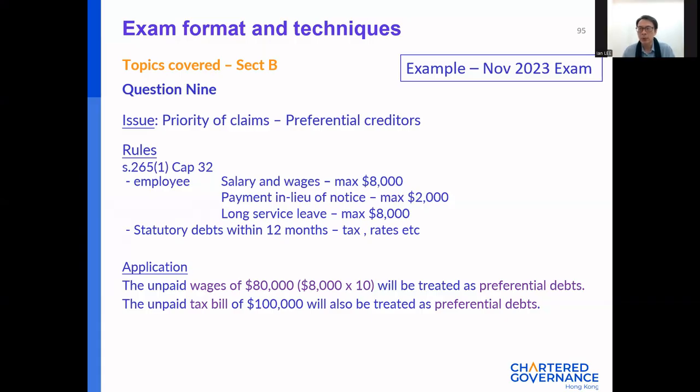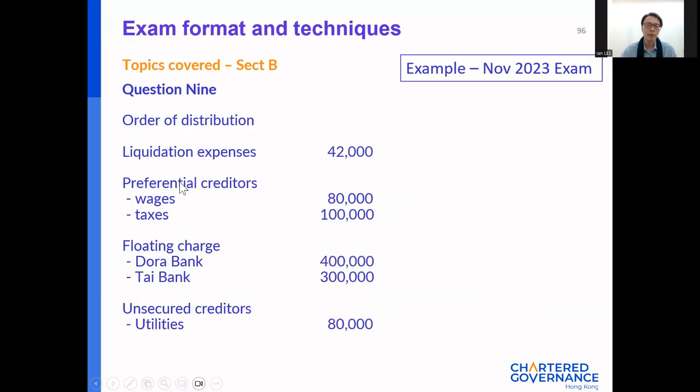So there is a protection of wage under the insolvency fund, but that's something separate. But for the purpose of ranking on liquidation, if it falls under preferential creditors, it will be the first 8,000 per employee. Then the unpaid tax bill of the 100,000 is also treated as preferential debts as well. Okay, so you can see these are the different amounts. You add them all up and see whether you can settle them with the 1.5 million in assets.